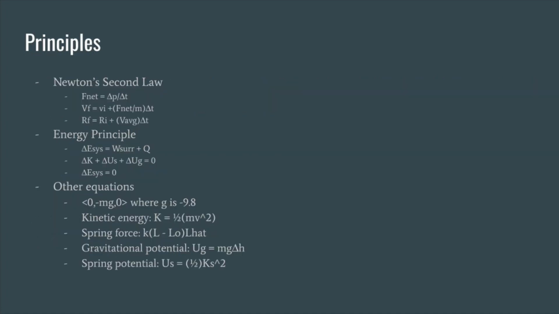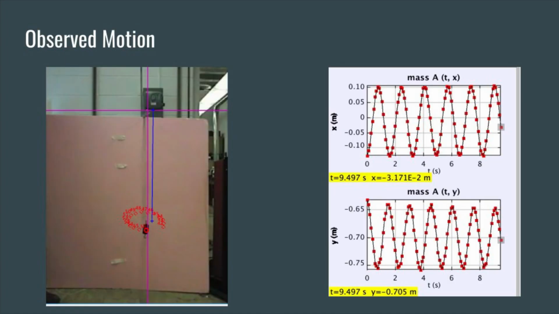Some of the key physics principles that we'll be using are Newton's second law, the energy principle, and some other key equations like gravity being negative 9.8, kinetic energy, spring force, gravitational potential, and spring potential. Here you can see my y and x versus time graphs where I observed the motion in the Tracker app and set a calibration stick and my x and y coordinates.